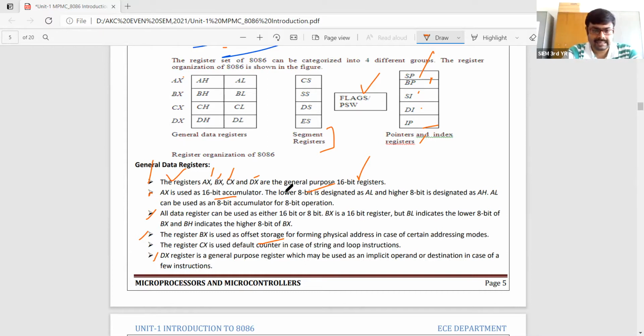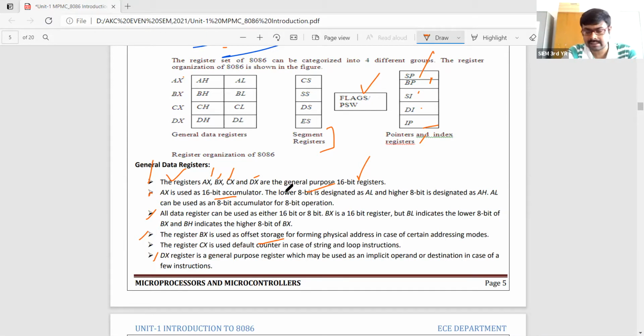Next one, all data registers can be used as either 16-bit or 8-bit. That is the specialty. These data registers can be operated in 16-bit mode or 8-bit mode. BX is a 16-bit register, but BL indicates the lower 8-bit of BX and BH indicates the higher 8-bit of BX. So these are the classifications.